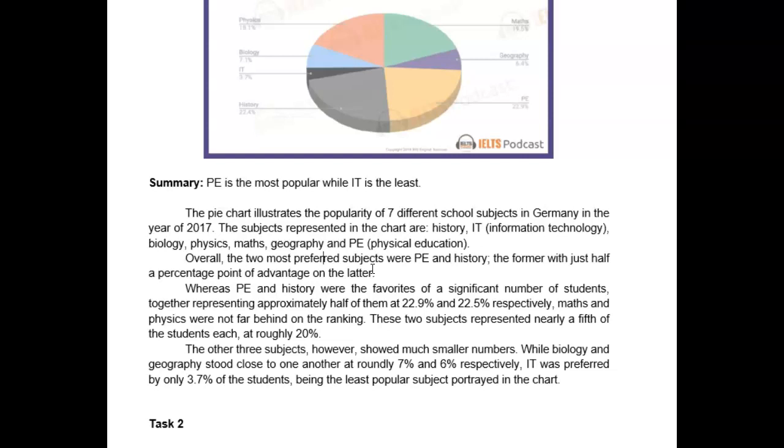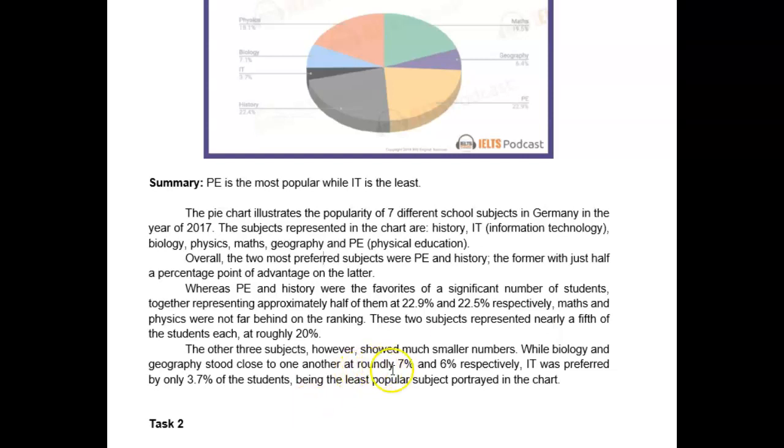advantage on the latter. Whereas PE and history were the favorites of a significant number of students, together representing approximately half of them at 22.9 and 22.5 respectively, maths and physics were not far behind on the ranking. These 2 subjects represented nearly a fifth of the students each, roughly 20%. The other 3 subjects, however, showed much smaller numbers. While biology and geography stood close to one another at roundly 7 and 6% respectively.